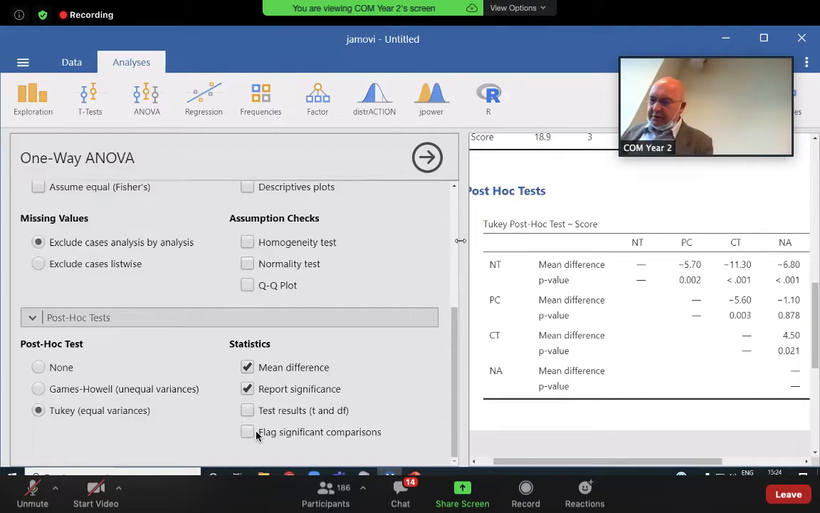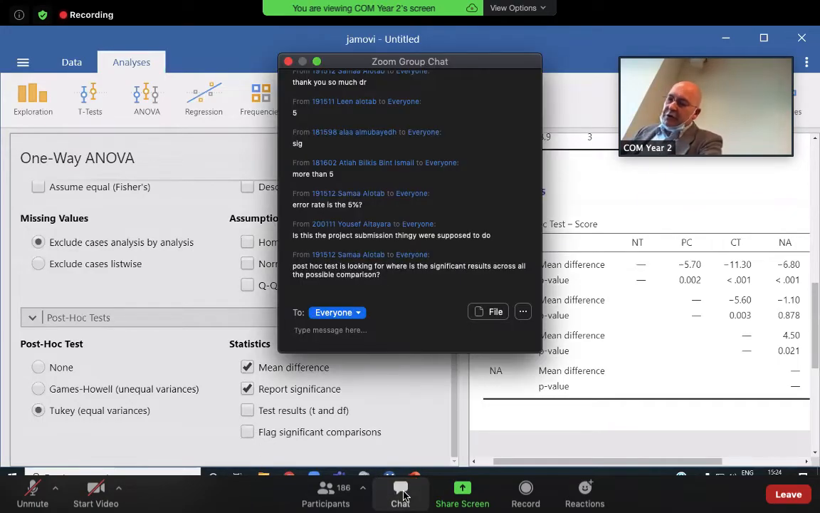Okay. So someone's asked a question, I think. Post hoc test is looking for where there is significant results across all the possible comparisons. Essentially, yes. It means that if you're doing a post hoc comparison, then you could look at every possible comparison. That is correct. If you're doing that, then you need to correct your calculations, which is what Tukey is about. It makes it a bit more difficult to get statistically significant results.